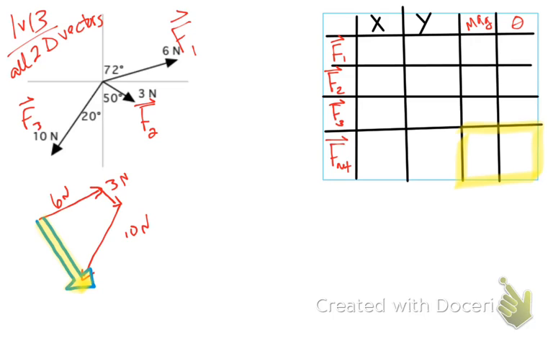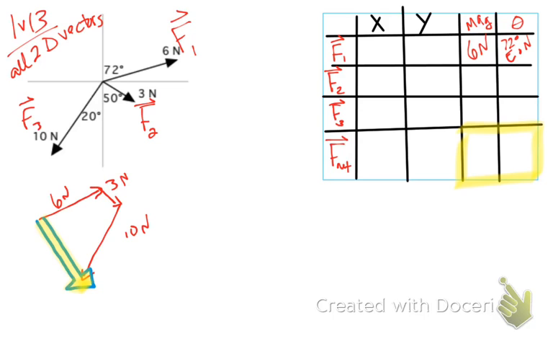That's our framework. Now, F1 is 6 newtons, and it is 72 degrees. The 72 degrees is made with the north axis, and it goes east of north. So it's 72 degrees east of north. That's going to be important just for sign purposes.